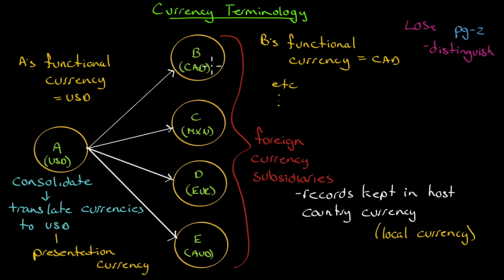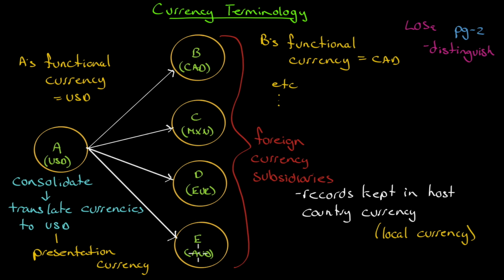It still has to submit tax returns to Canada, which would mean that the Canadian dollar is its presentation currency or its reporting currency, and it is the local currency. Typically, all three will be the same. The local currency, the functional currency, and the reporting currency will be the same within the subsidiaries, typically. Not always, but typically. The parent has to consolidate.